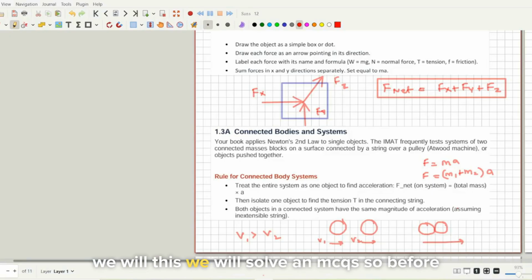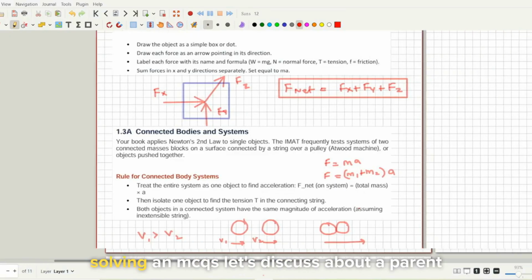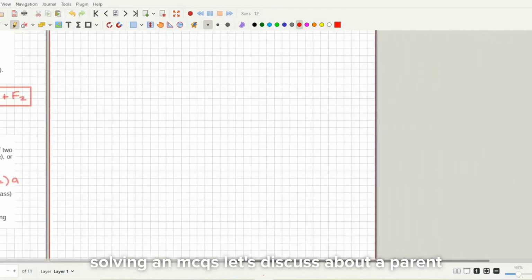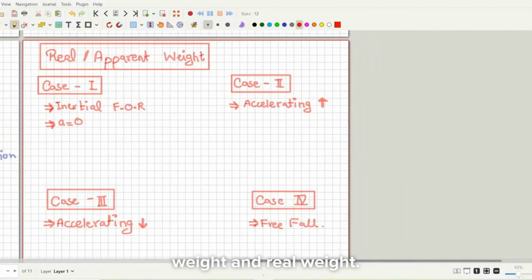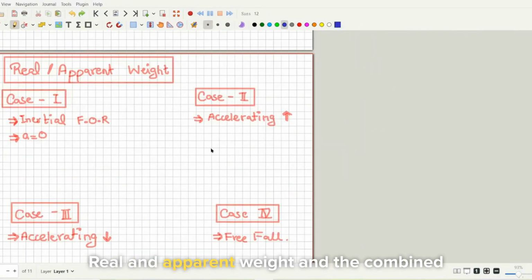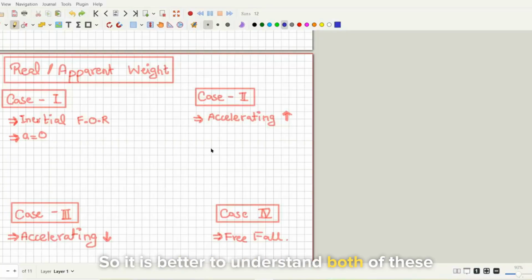We will solve some MCQs. But before solving the MCQs, let's discuss apparent weight and real weight. Real and apparent weight and free body diagrams are really important, and they will be discussed together in those MCQs, so it is better to understand both of these topics.